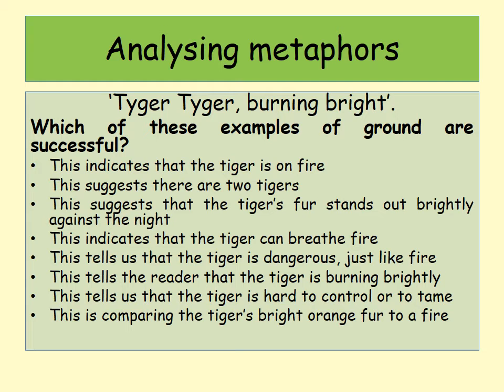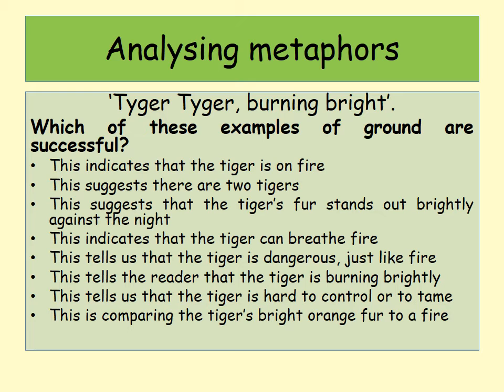So which of these examples of grounds do you think are successful? So I want us to think about really what is the meaning behind this metaphor. So you're going to choose which bullet points you actually think are accurate, and there's an accurate ground for linking the tiger with the idea of burning bright. So, does the metaphor tiger, tiger burning bright indicate the tiger is on fire, do you think? Does it suggest there are two tigers, because it says tiger, tiger? Does it suggest the tiger's fur stands out brightly against the night?